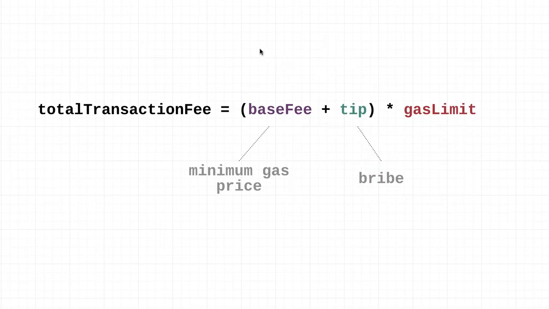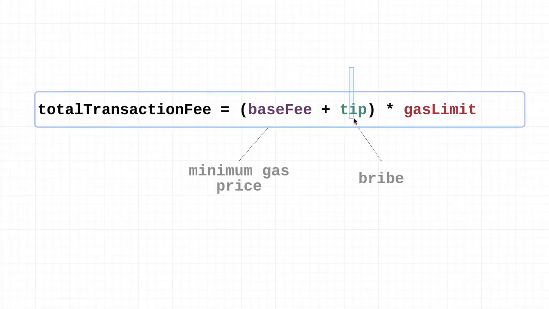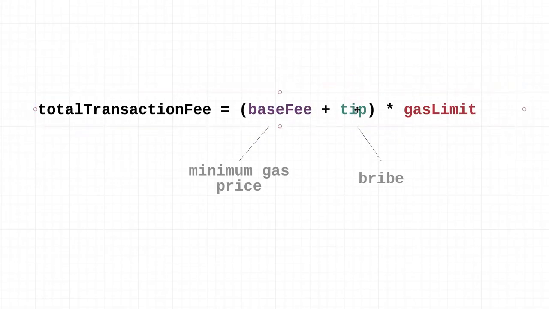And they're going to do this because this fee right here, remember, doesn't go to the miners. This actually gets burnt, or this ether is removed from circulation. So the miners are going to be able to keep this tip right here. So of course, what they're going to do is as transactions come in, they're pretty much going to sort them by highest tip to lowest. And the ones who bribe the miners the most pretty much get their transactions processed faster than the others.